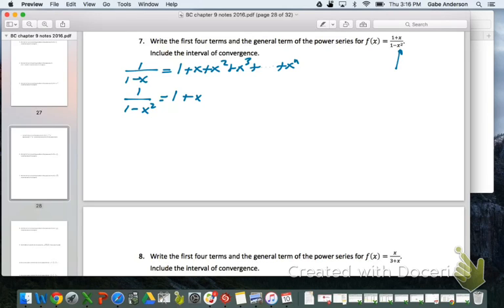1 plus x squared plus x squared squared, that would be x to the 4th, plus x squared cubed, that would be x to the 6th, plus dot dot dot plus x squared to the n. That would just be x to the 2n.